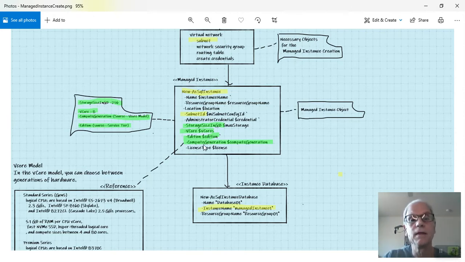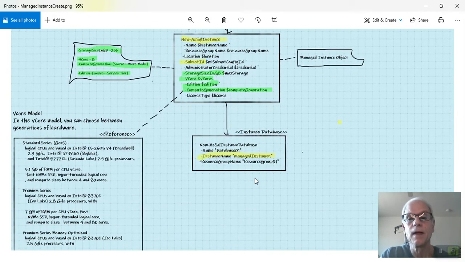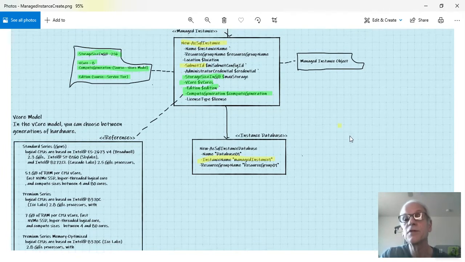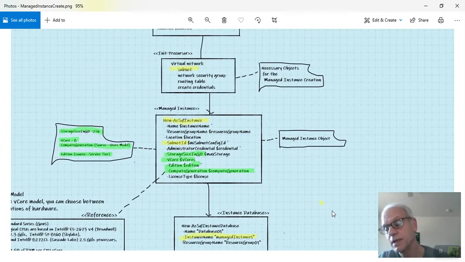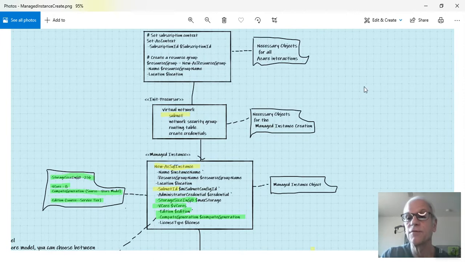And then the compute generation is the vCore model here, the CPU itself, the structure of that. Once you create the instance, then you create a database, and it's attached to the instance. It's kind of simple as that, but there's a lot of overhead and understanding of how to monitor and really keep this thing functional where you want it. So that's the structure as far as Azure.